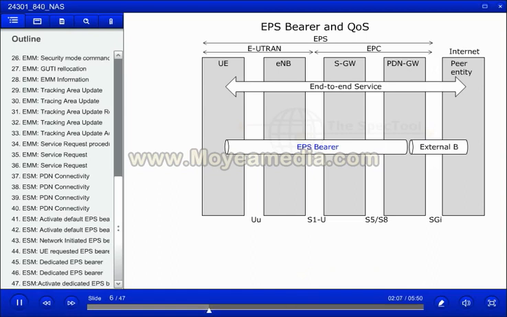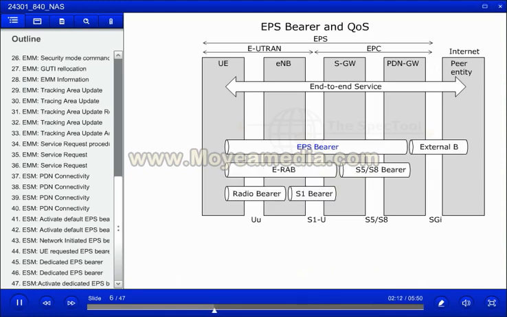The EPS bearer can then be divided into the ERAB, EUTRAN radio access bearer, and the S5, S8 bearer. The radio bearer and the S1 bearer form the ERAB. When establishing the EPS bearer, the EPS quality of service profile will be communicated over the different signaling interfaces. The EPS quality of service profile is defined by 4 parameters.